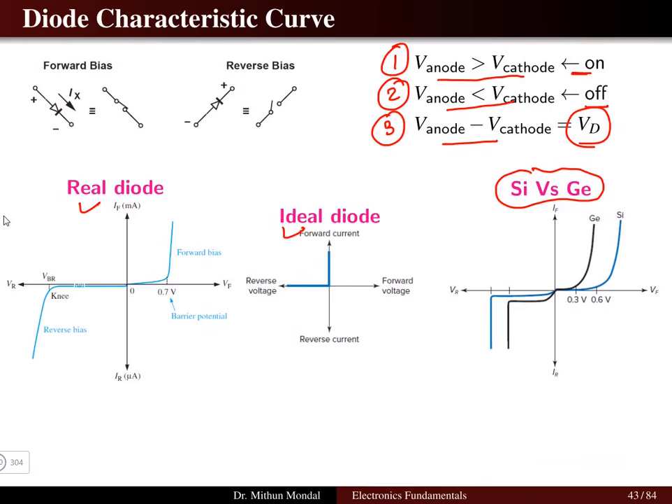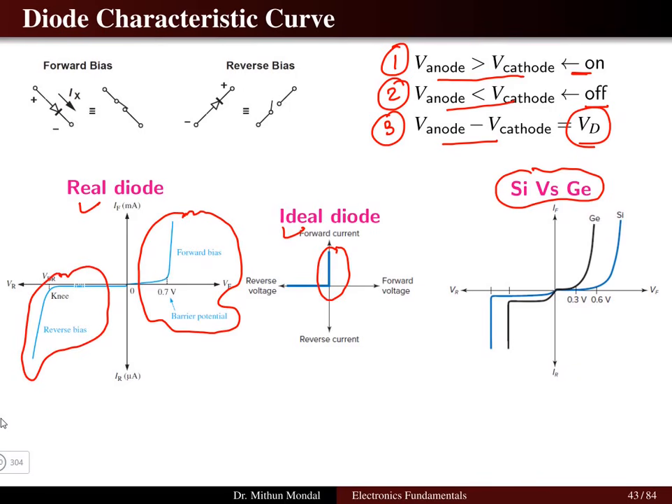So in the first quadrant we have the forward bias region for the real diode, and this is for the ideal diode. In the reverse bias region, where you have the knee breakdown or the reverse breakdown, this is for the real diode and this is for the ideal diode condition. If we compare silicon versus germanium, since silicon has a barrier potential of 0.7 volt or 0.6 volt, it will conduct a little later compared to the germanium diode, which has a 0.3 volt barrier potential.